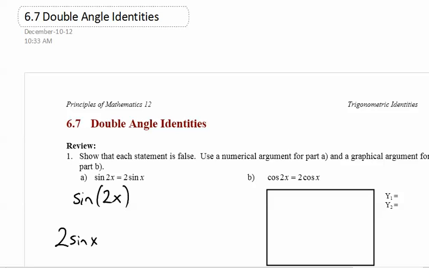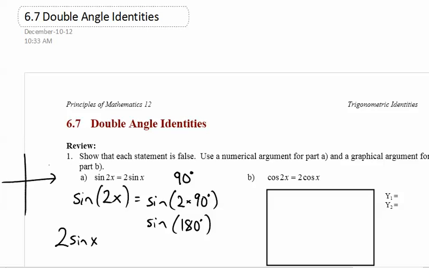We want to just choose a number x to show that this doesn't work. So we can choose any random angle. Let's try 90 degrees. Instead of x, we'll put 90. So sine of 2 times 90 is sine of 180, which if we look at our xy axis, is over here. We're looking for the y-coordinate. The y-coordinate is sine. Sine of 180 is 0.